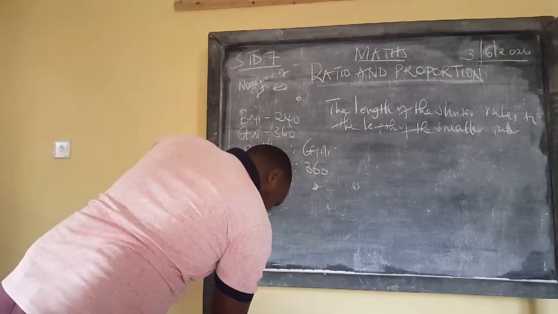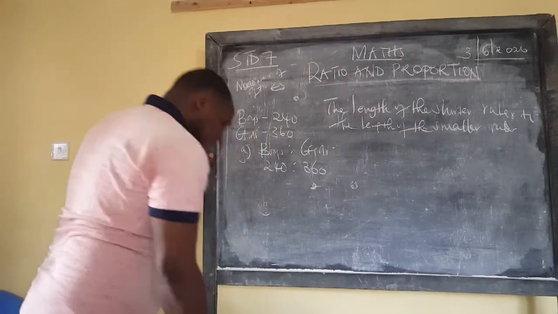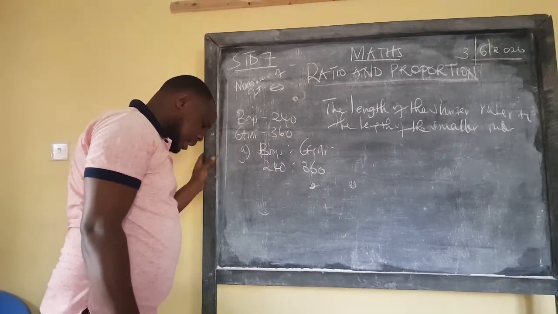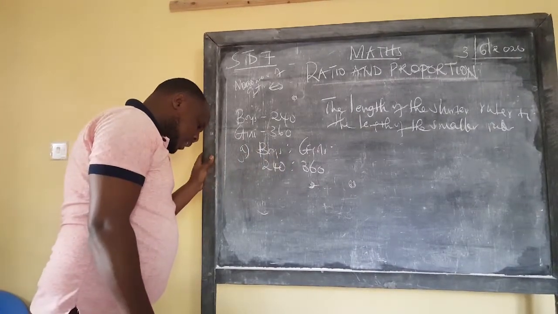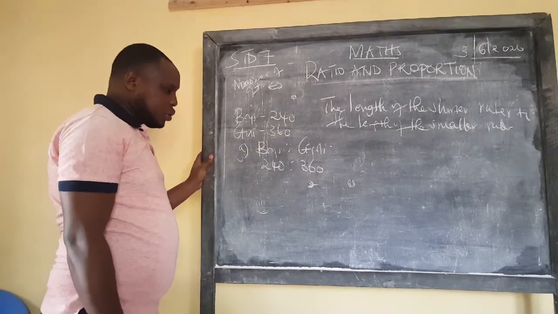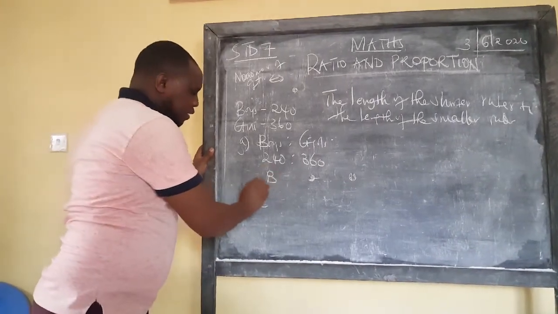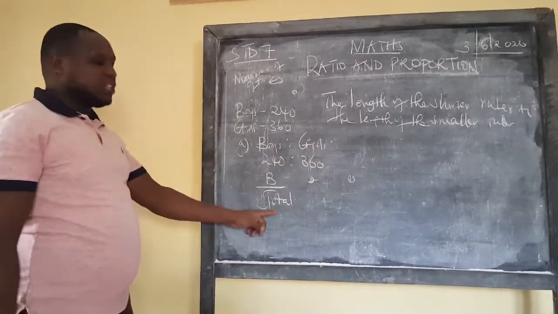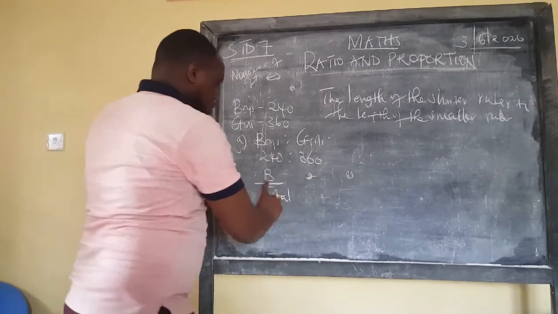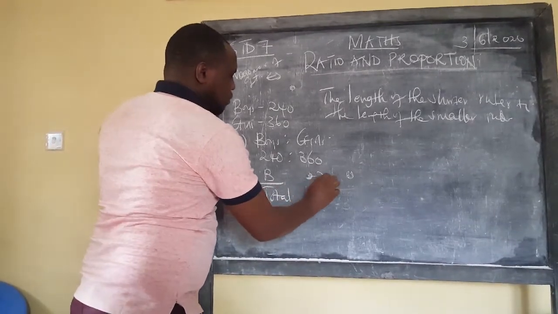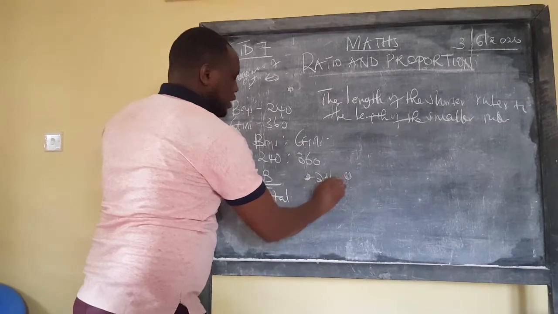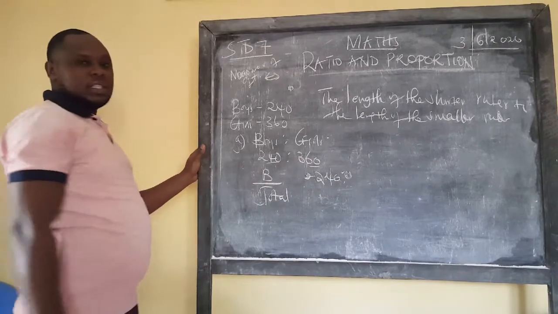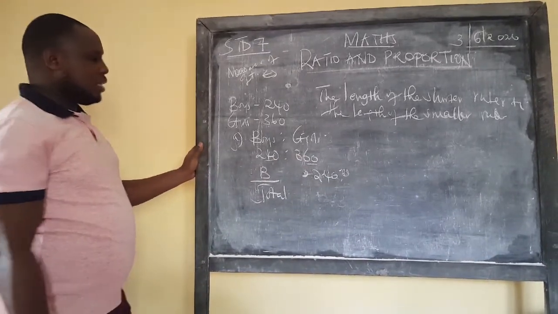Number 2. Using the ratio obtained in A above, express the number of boys as a fraction of the total. The number of boys as a fraction of the total. Very simple. Boys of the total in that case. So the number of boys is 240 is to the total. The total is this plus this, the total number of pupils in that school. This will give you 600.